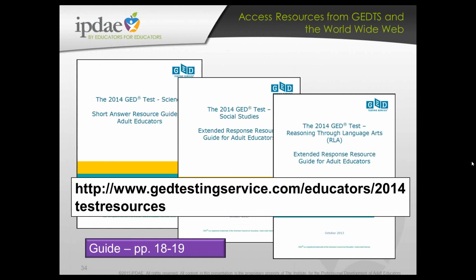For those of you who were asking about the source guides, well, there is your address, and the information is included in the guide on pages 18 and 19. As I said earlier, the newest edition of the materials includes scoring for social studies and for reasoning through language arts. It includes scoring for all 3 traits, but only the annotations for a specific trait.